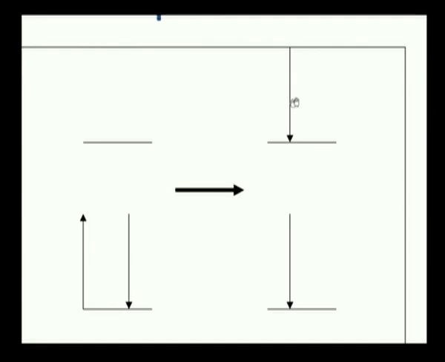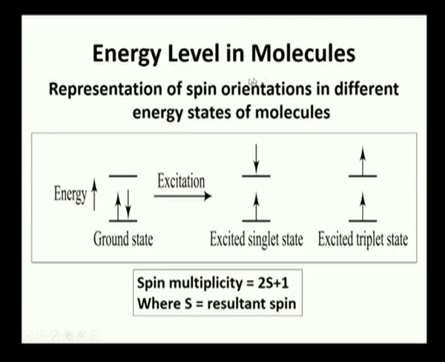The ground energy level is always a singlet state, because its spin multiplicity is equal to 1 and the resultant spin is 0 since the electrons are paired. So the ground energy levels are singlets. We have two types of excited states, the singlet excited state and the triplet excited state. As I have explained in the previous slides, this is just the representation of spin orientations in different energy states of a molecule.